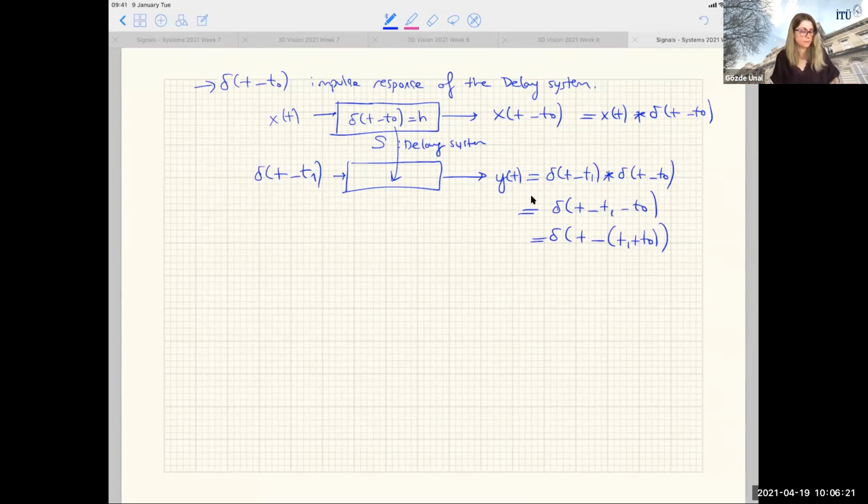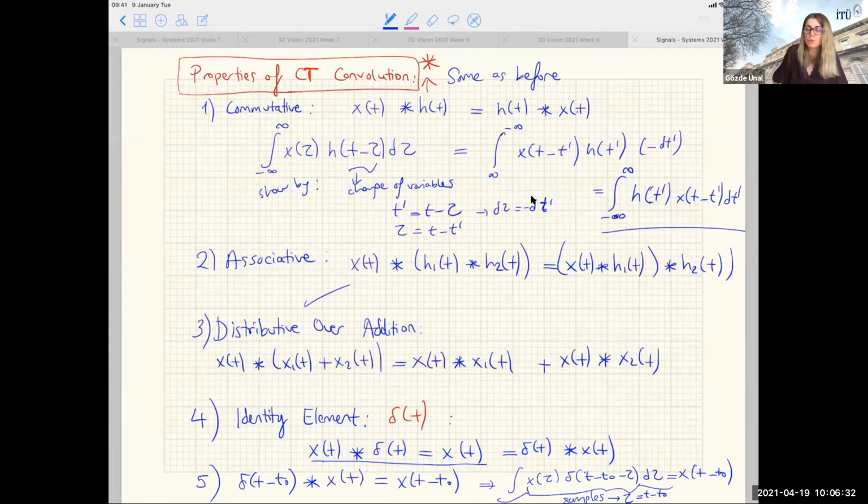Okay, I think we wanted to do a convolution, so let's do a convolution example. Are we clear with these? The properties are almost the same as in discrete time convolution, just now the operators are becoming continuous time.